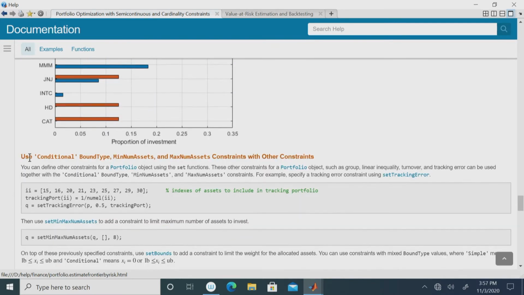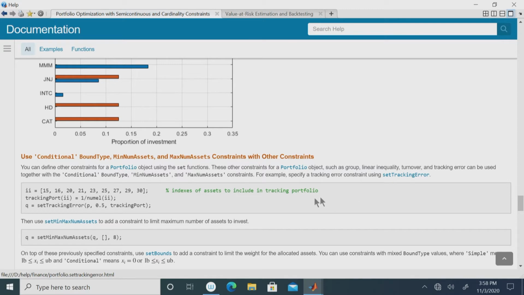So, now I just want to talk about this conditional bound type, min number of assets and max number of assets constraint, with other constraints. What you do here is that you can define other constraints for a portfolio object using the set function. These other constraints could involve things like a group or linear inequality, turnover, tracking error and so on, which can be used. For this you can look at some of the earlier examples which we have done, particularly in terms of turnover and tracking.